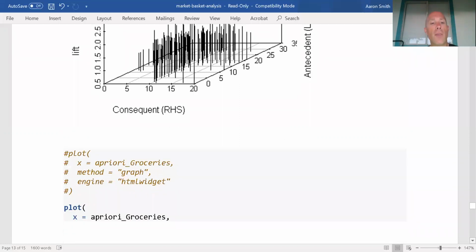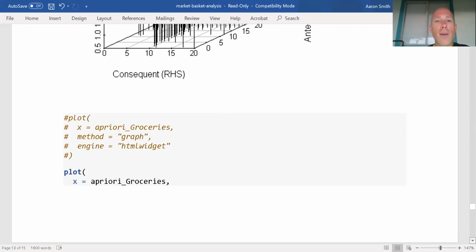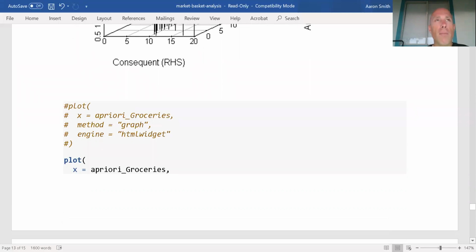All right, now the HTML widgets engine gives us the ability to generate a network, like a graph theory graph, with nodes and edges. I couldn't get that to run in R Markdown, so I suppressed it. But on your machine, you can go ahead and take a look. It ran for me just fine when I was not using R Markdown.